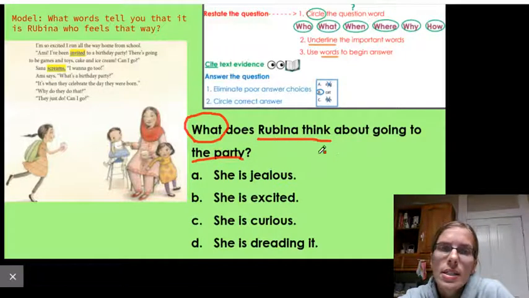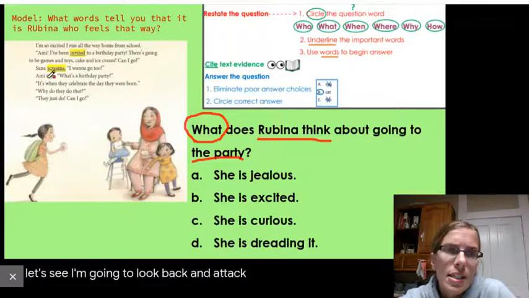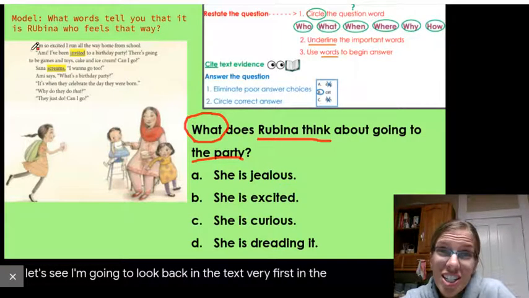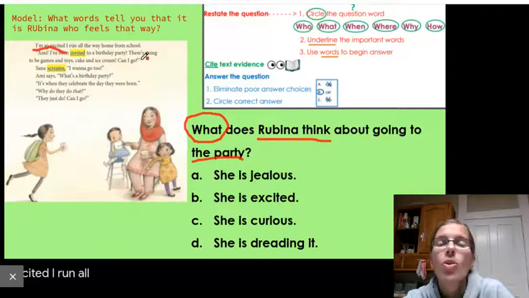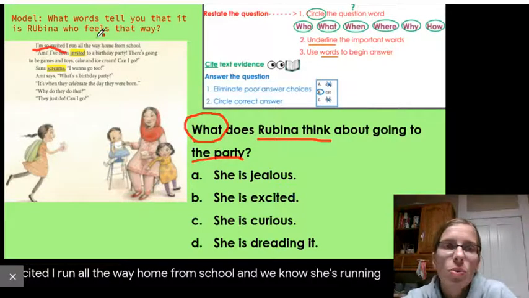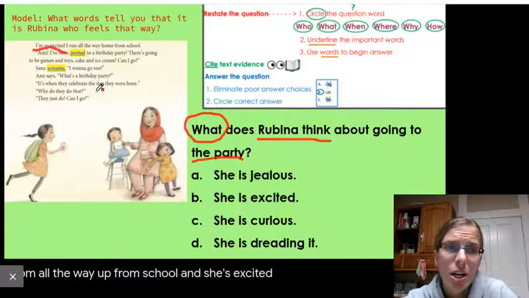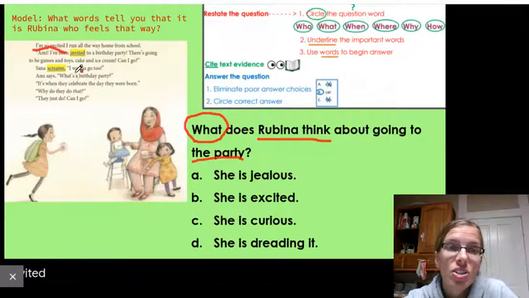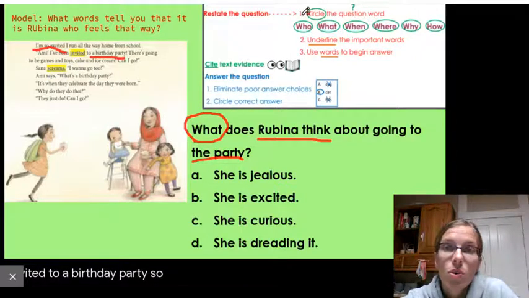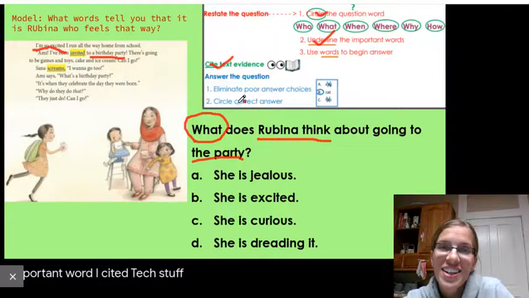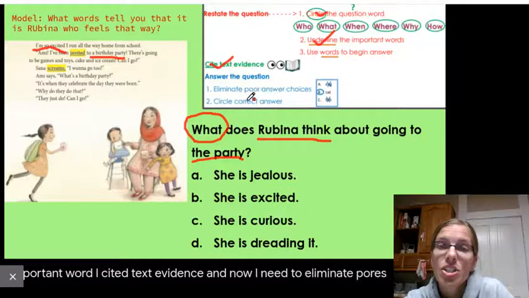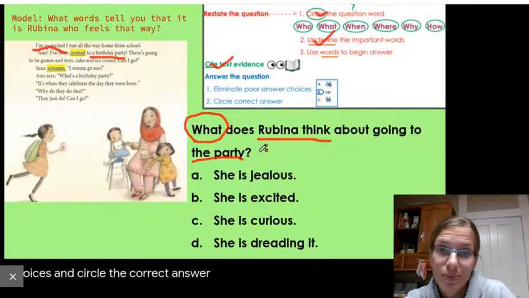So let's see. I'm going to look back in the text. Very first sentence here, it says, I'm so excited. I run all the way home from school. And we know she's running all the way home from school, and she's excited about it because she got invited to a birthday party. So I circled the question word. I underlined the important words. I cited text evidence, and now I need to eliminate poor answer choices and circle the correct answer.